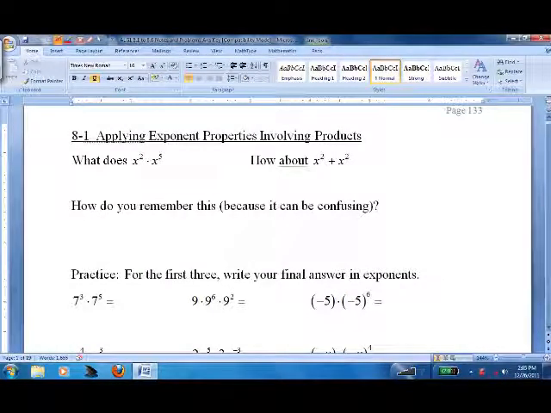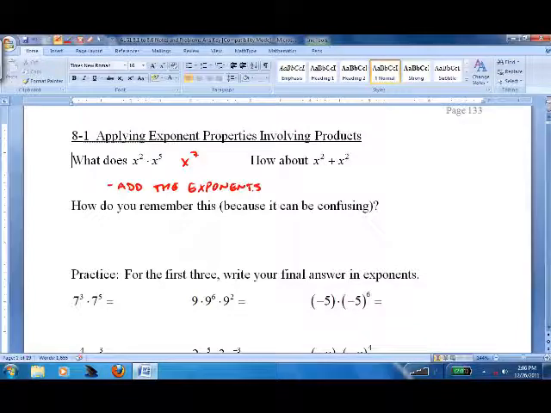Lesson 8.1, applying exponent properties involving products. There's actually a great deal in this lesson, so take careful notes and make sure you understand what you're doing. So what is x squared times x to the fifth equal? Well, that's x to the seventh. We add the exponents. When we're multiplying, we add exponents.